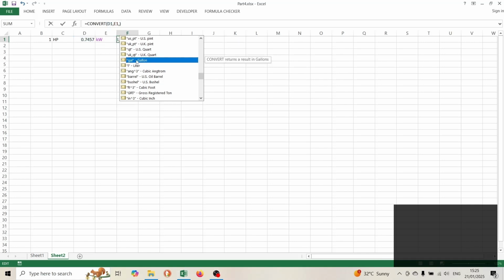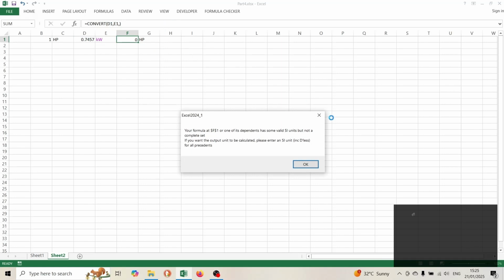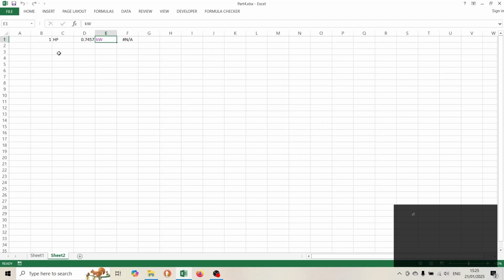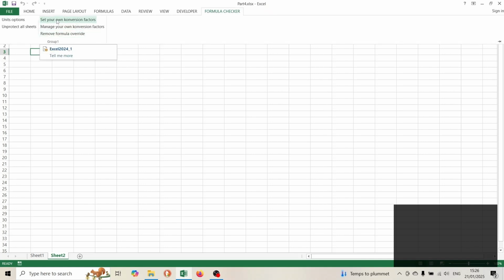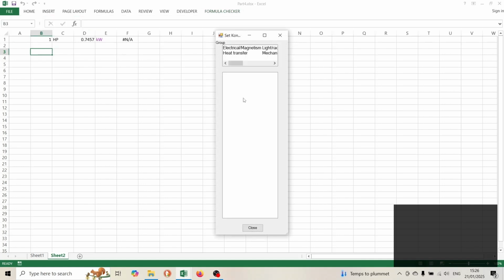So the excellent formula checker has a special convert function which improves the efficiency of this process immeasurably. The Karen Engineering convert function allows the user to build up their own set of conversion factors. This is done under the Formula Checker tab. Set your own conversion factors, which produces a list of groups that we saw initially.